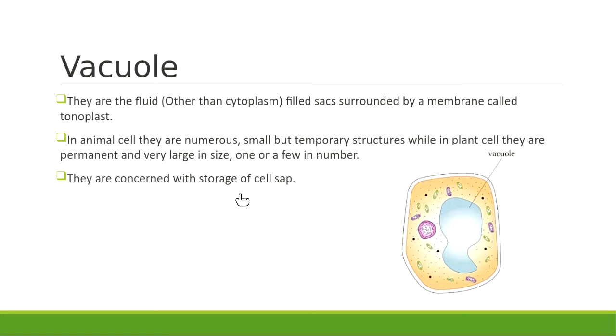The liquid present inside the vacuole is known as cell sap, because it attracts water from outside into the vacuole to make it larger and to make the cells turgid. That's why the vacuole is helpful.